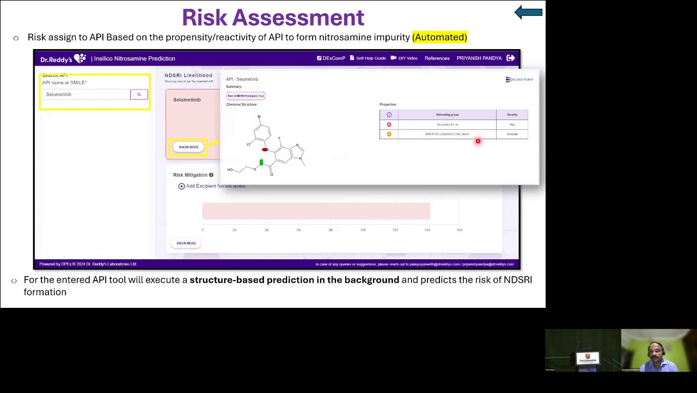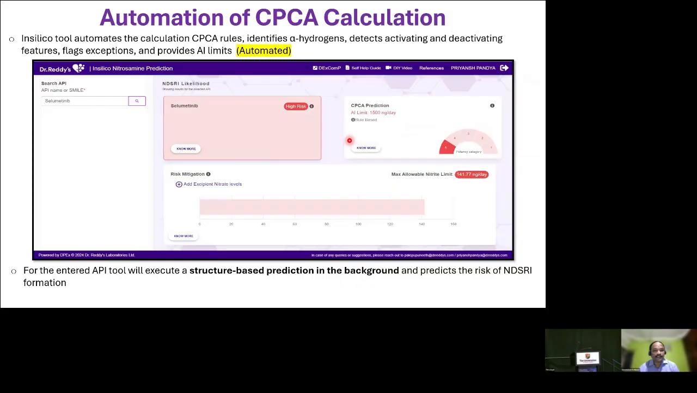And in case of selumetinib, there is a secondary amine as well as other nitrate containing functional groups identified. And out of these two functional groups, secondary amine is prone to have high severity for the NDSRA formation. As a next step, based on the CPCA rules defined by the US FDA guidance, this particular tool identifies the alpha hydrogens and detects the activating as well as deactivating features. And then it also flags the exceptions and provides the acceptable intake limits. And this entire process happens in an automated way.